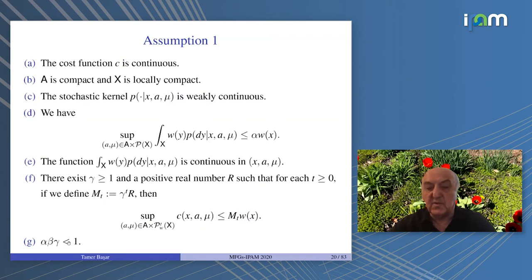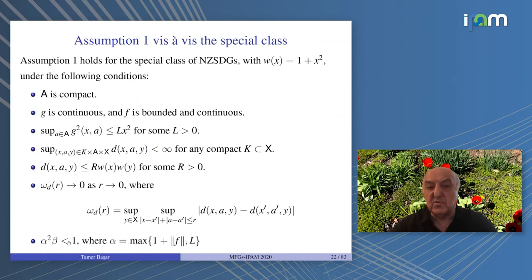So for this special case, which I had introduced earlier, this assumption one holds whenever these conditions hold. Remember that this is a scalar problem, actually. A is compact, G continuous, F bounded and continuous. The G squared does not grow faster than X squared, and so on. This is what multiplies the noise term.